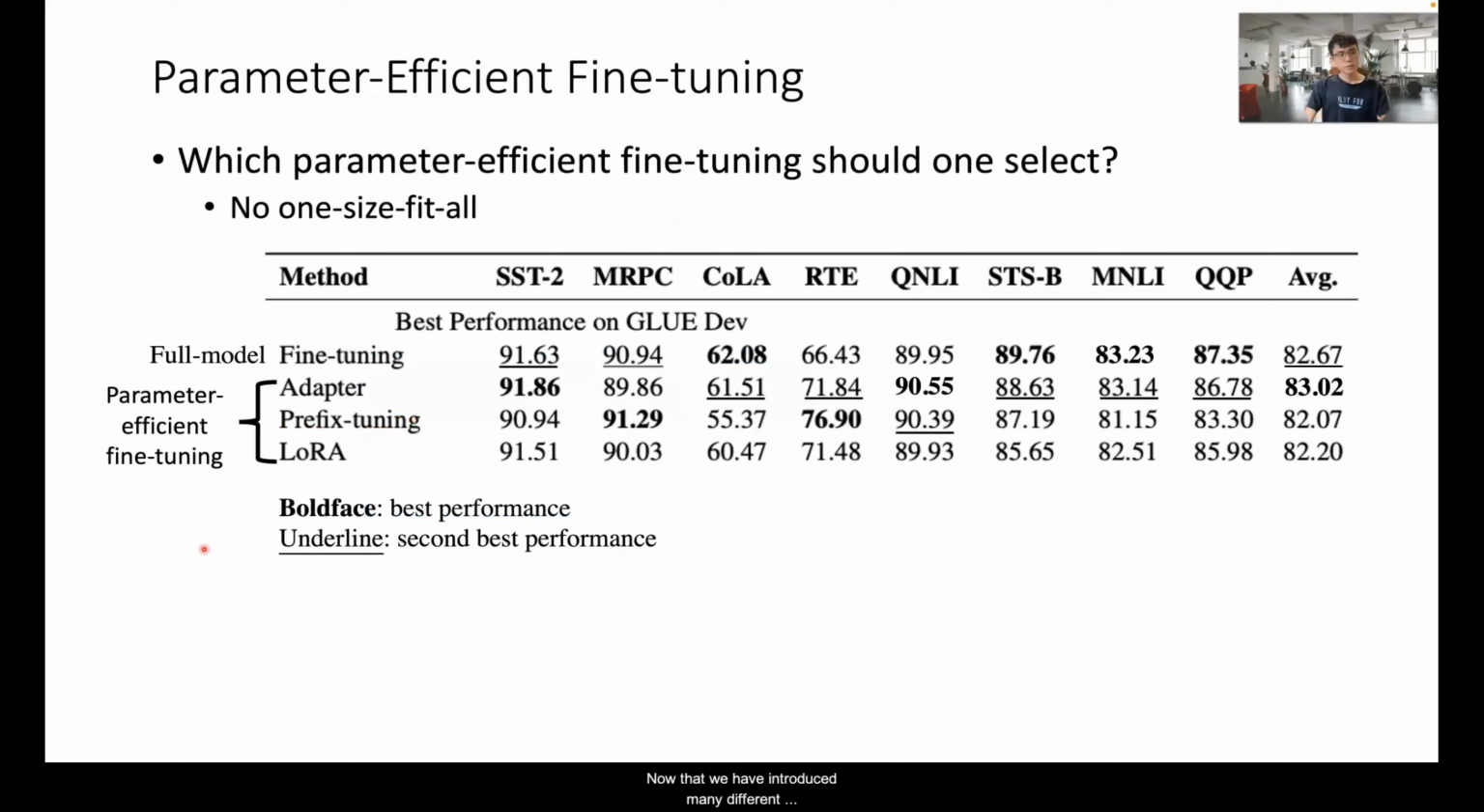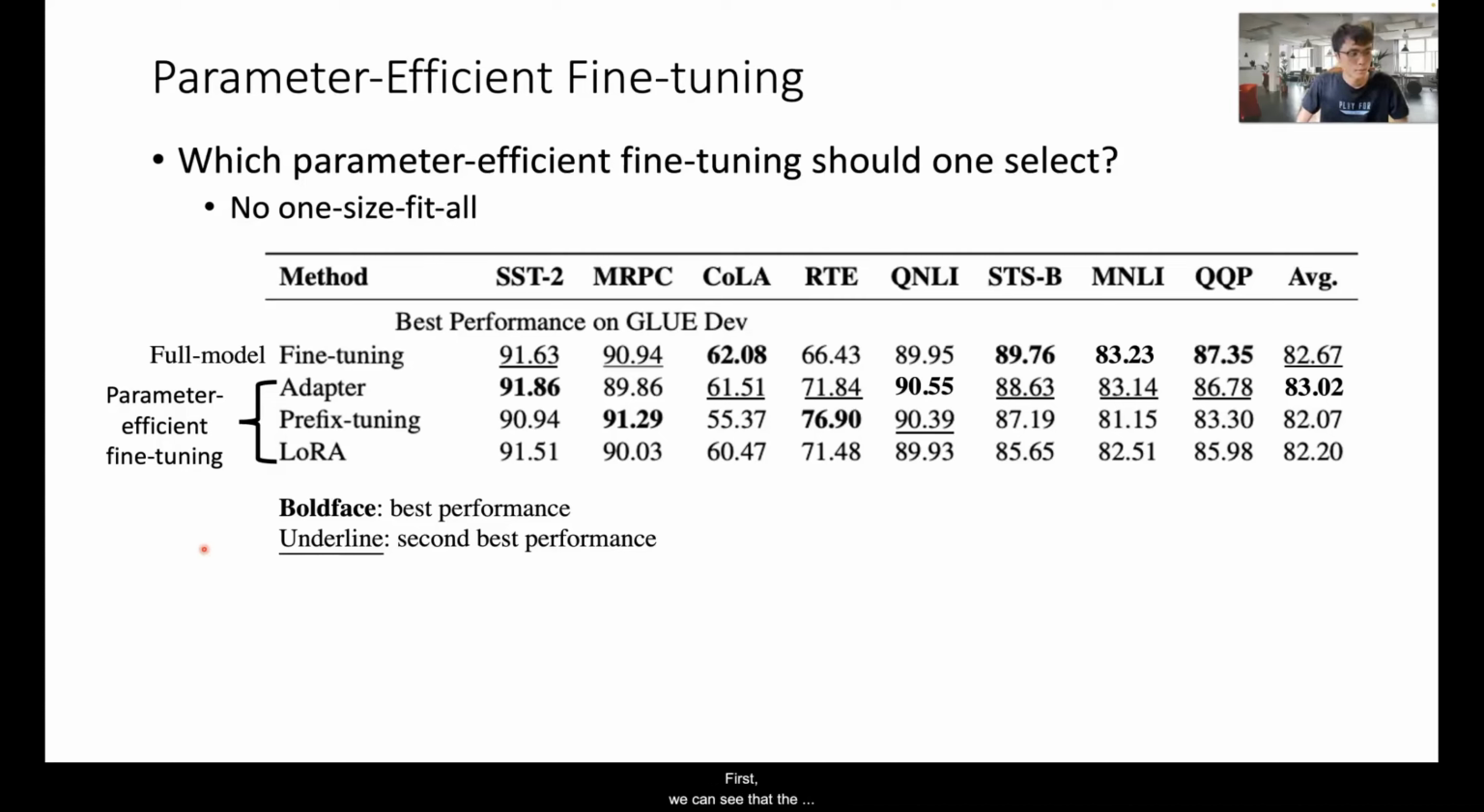Now that we have introduced many different parameter-efficient fine-tuning methods, a natural question is how they perform on different tasks and which one should we use. The table here shows the performance of different parameter-efficient fine-tuning methods, adapter, prefix tuning, and LoRA, and the standard full model fine-tuning on the GLUE benchmark dataset.